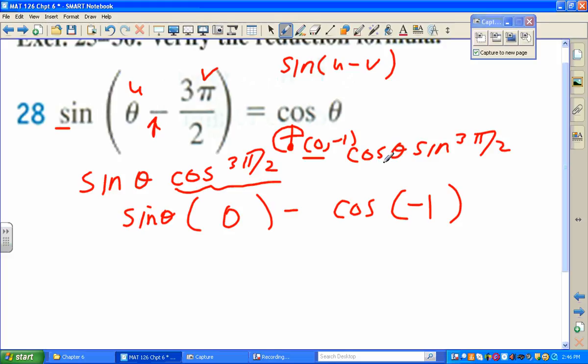Where is it? Because you have sine theta times 0 minus cosine times negative 1. Right, so that gives me positive cosine of theta. And that equals cosine of theta. Checked, done, marked off, moving on.